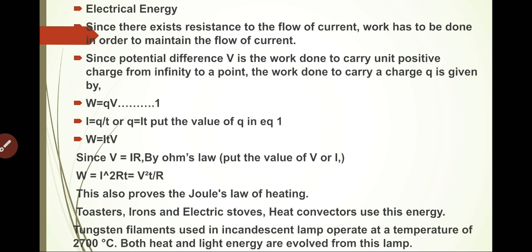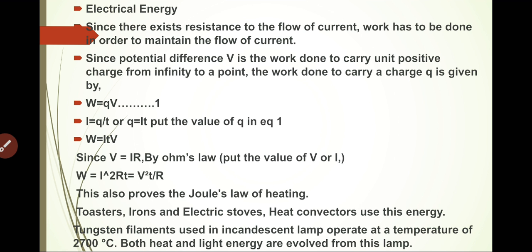W is equal to heat energy, for the heating effect or for heating appliances. So we will get I square RT, or when we put in the value of I, we will get V square T by R. This also proves Joule's law of heating. So toasters, irons, electric stoves, and heat convectors use this type of energy.